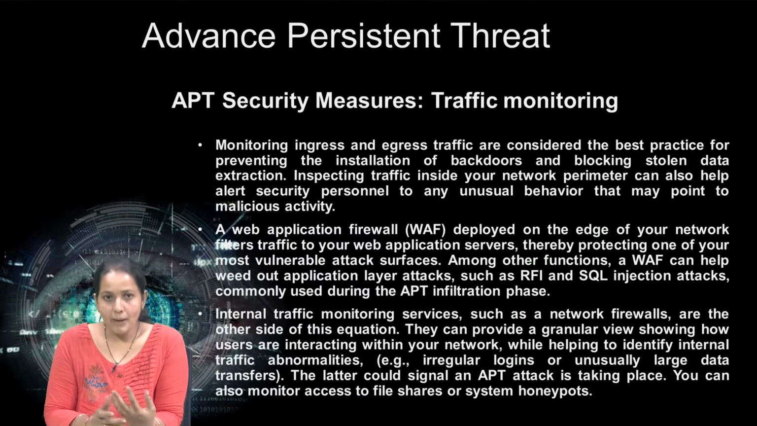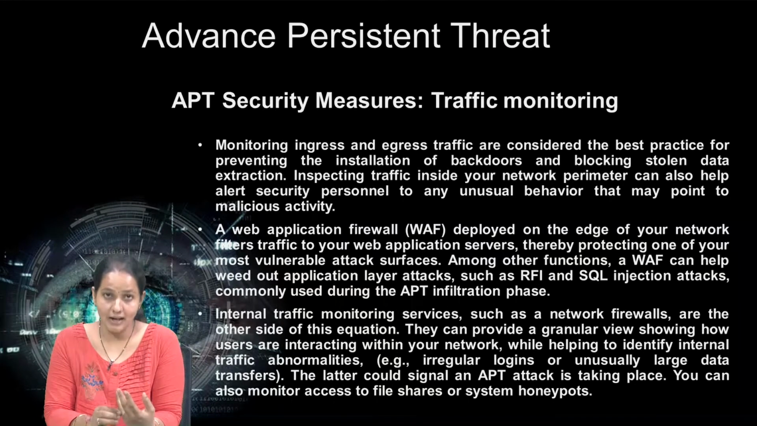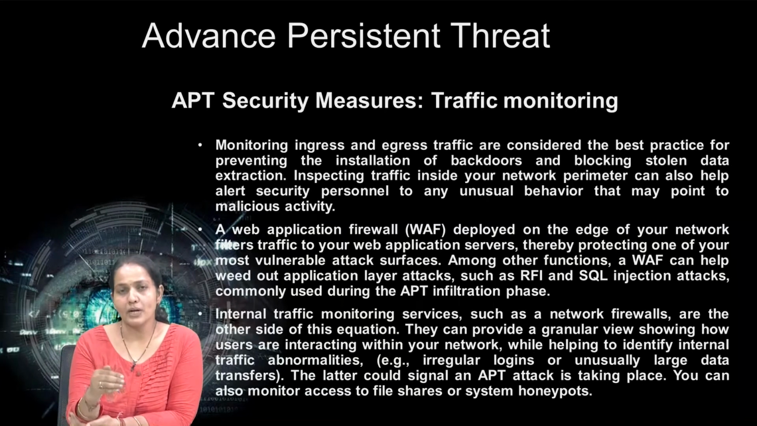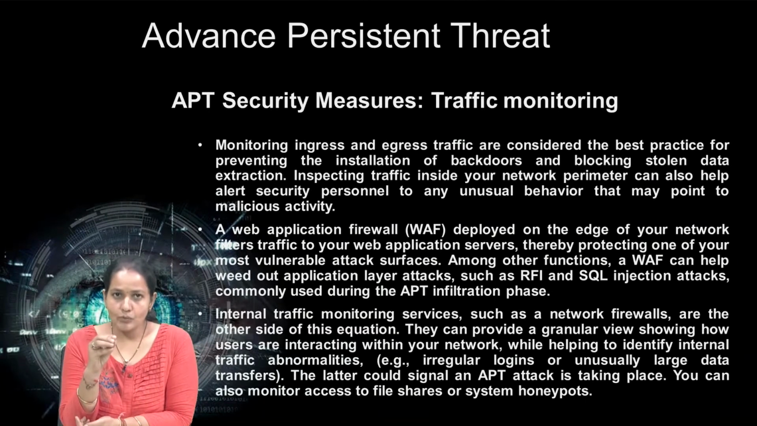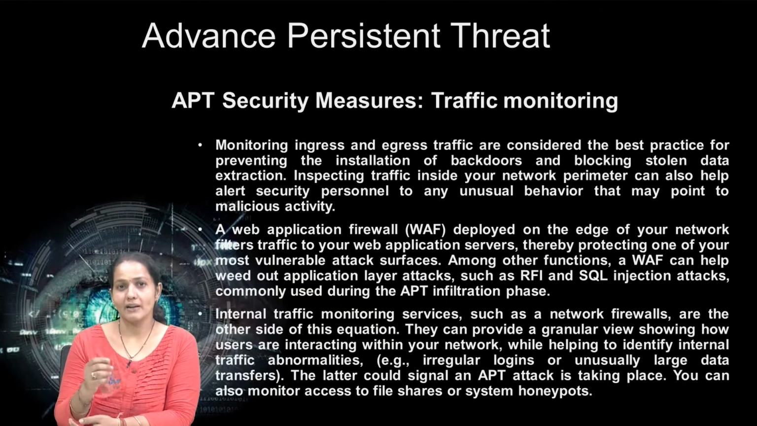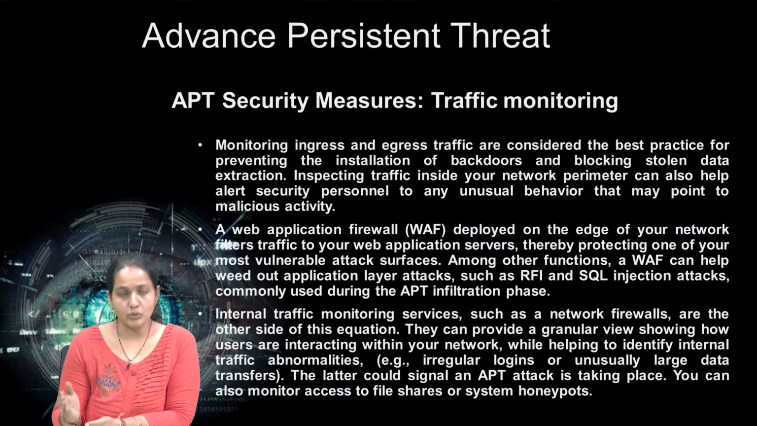Next is the web application firewall, WAF. A web application firewall is deployed at the edge of your network and filters traffic to your web application, protecting one of your vulnerable attack surfaces. So, what is WAF doing? It is providing the firewall. It lists out the specified web access or specified links they can access through the network, and others are banned. So, that is also one of the mechanisms for blocking access to malicious websites and attempts to get entry, which are banned through the firewall.